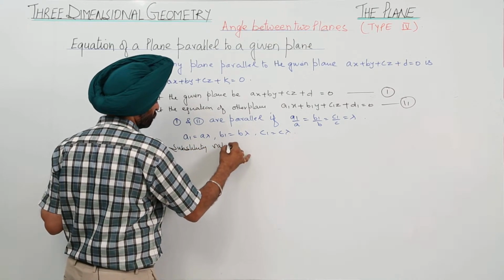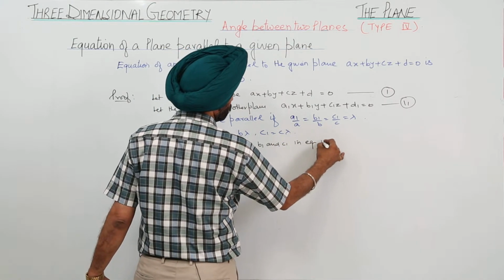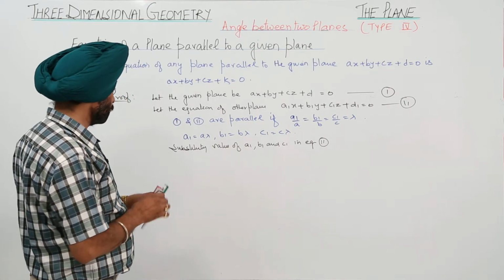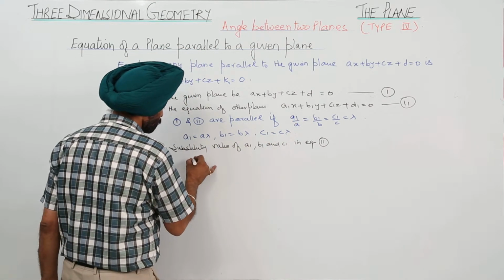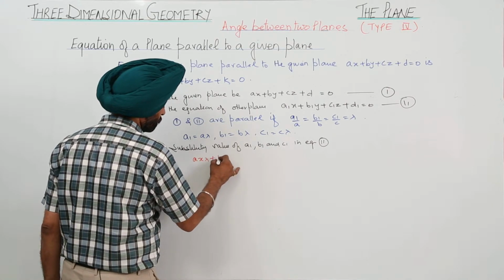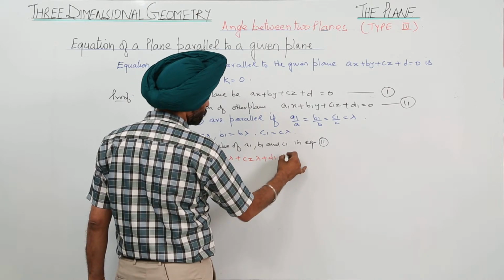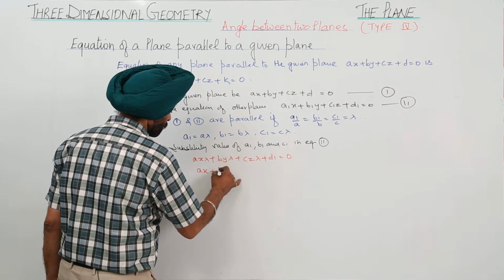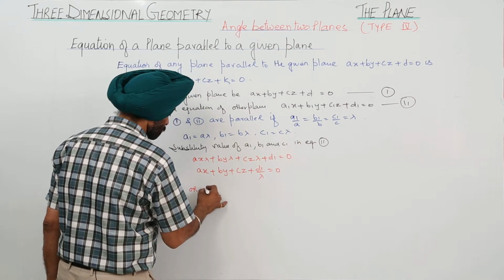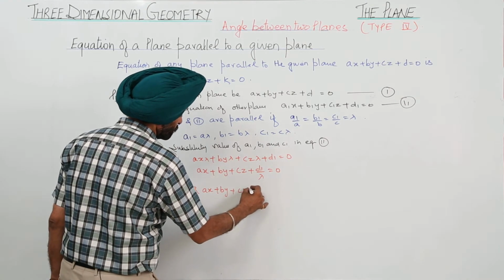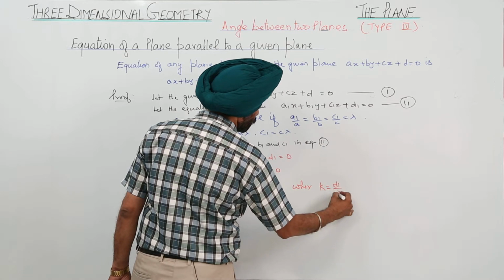Now substituting values of a1, b1 and c1 in equation 2. So what we are getting when we are substituting? In place of this a1 we are going to write a lambda. Okay. So we are having ax lambda plus by lambda plus cz lambda plus d1 is equal to 0 or ax plus by plus cz plus d1 upon lambda is equal to 0 or ax plus by plus cz plus k is equal to 0, where k is equal to d1 upon lambda.